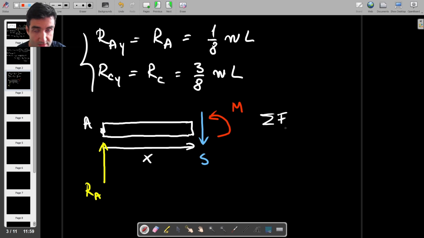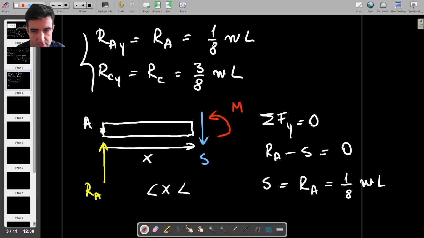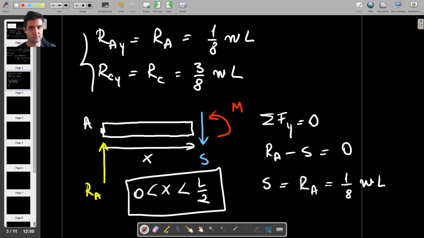So we know that the sum of forces in the y direction has to be 0 because it's a statics problem. So we've got RA, and then minus S is equal to 0. So S, the shear force, is equal to RA, which is 1 over 8 WL. So in other words, for X between 0 and L over 2, the shear force is constant and is equal to the reaction force at A. So now let's actually do the bending moment too.